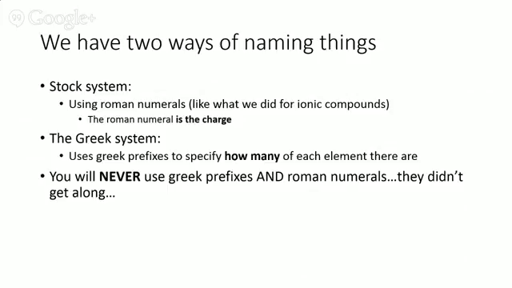So we have two ways of naming things. We got the stock system, which you guys probably seen already from what we did with the ionic compounds when we used the Roman numeral, and the Roman numeral is the charge. And then there's the Greek system, where we use Greek prefixes to specify how many of each element there are. And you will never use both Greek prefixes and Roman numerals. Just remember, Greeks and Romans, they didn't get along, right? You're not going to have both of them.